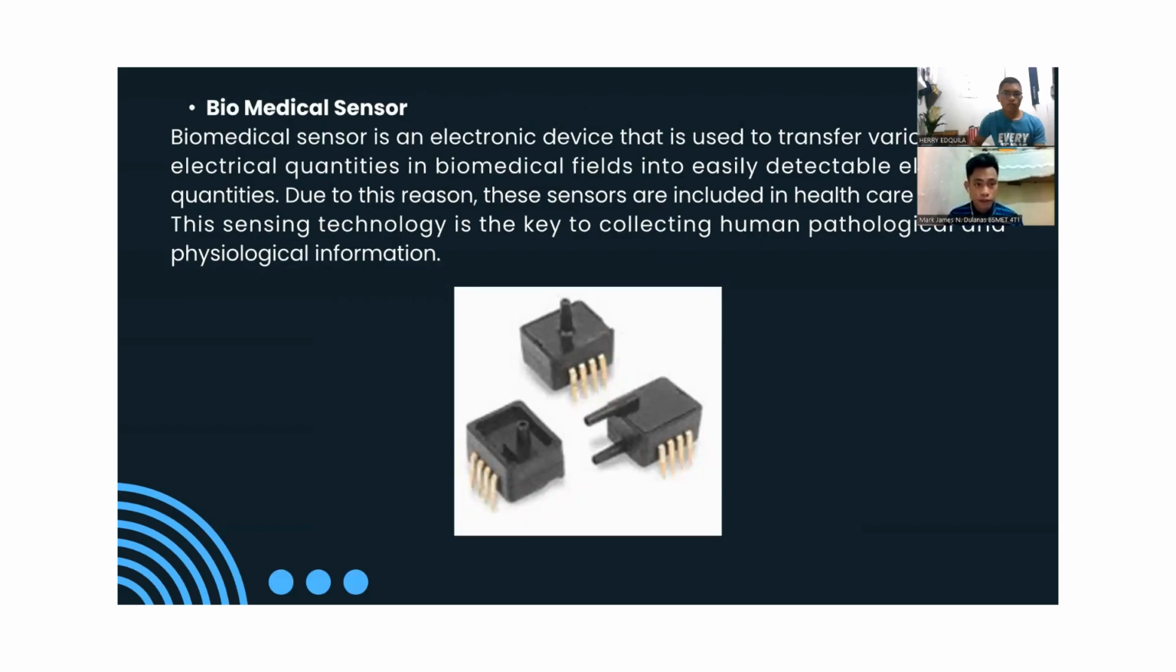We have biomedical sensor. Biomedical sensor is an electronic device that is used to transfer various non-electrical quantities in the biomedical field into easily detectable electrical quantities. Due to this reason, these sensors are included in healthcare analysis. This sensing technology is the key to collecting human pathological and physiological information.